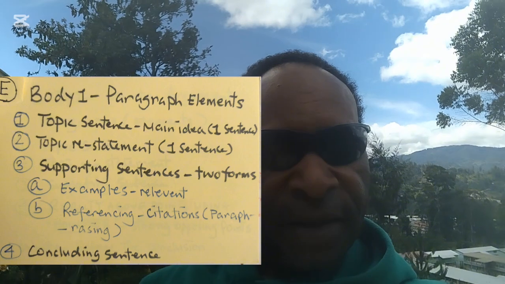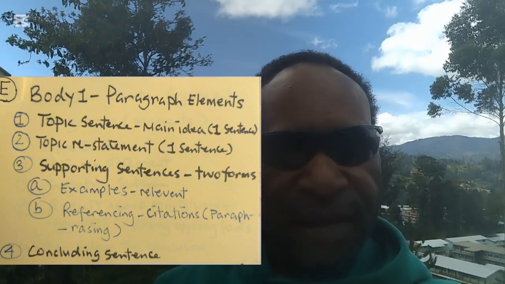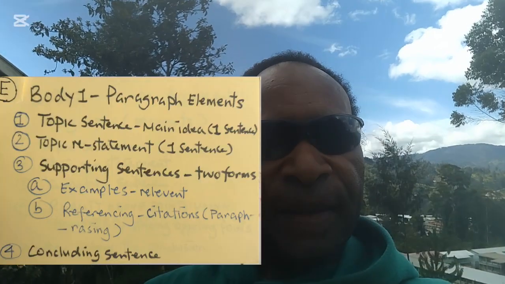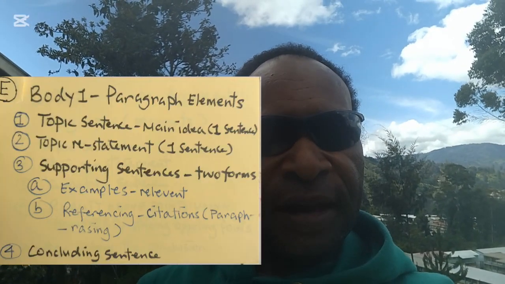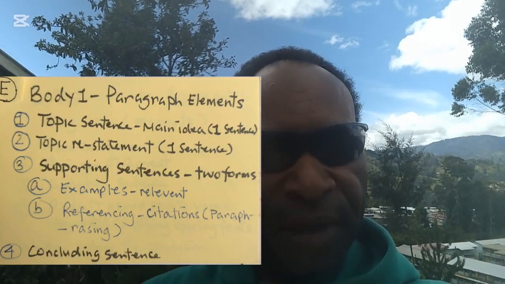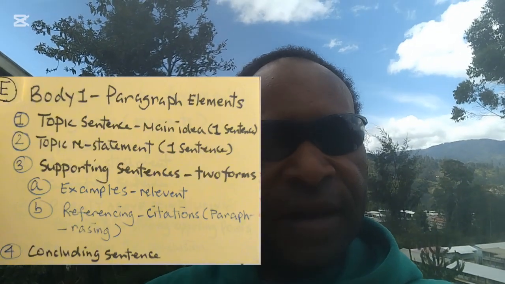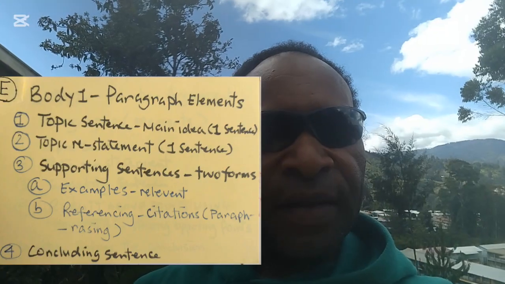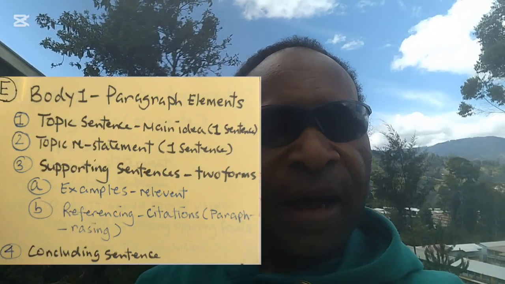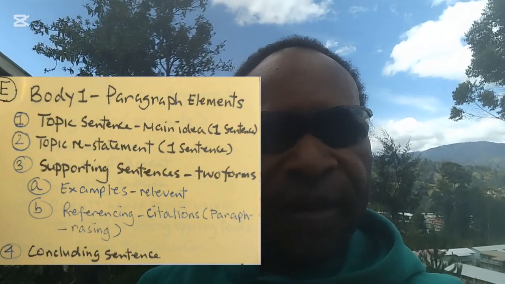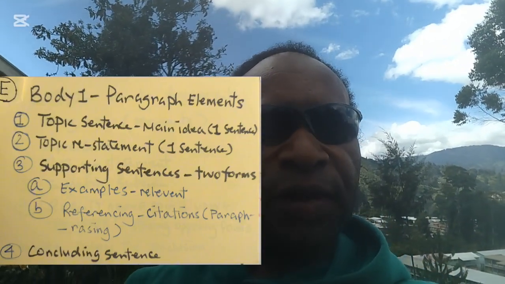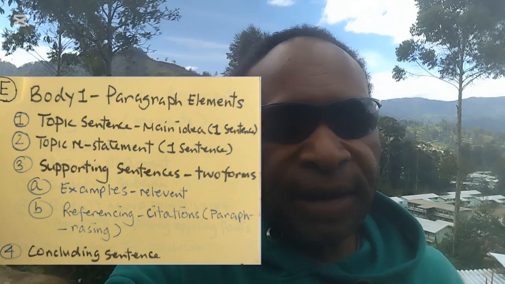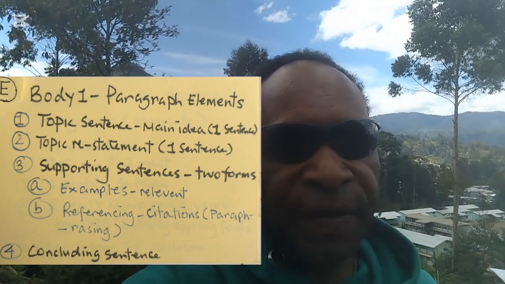And then the third element that you write in the paragraph is called supporting sentences. And supporting sentences come in two ways. A, give examples to support your topic sentence. And also B, we call it referencing. Okay, referencing I already introduced. I ask you to use the Harvard system of referencing, and then you do citations and paraphrasing. Okay, use that reference from the resource booklet to support your topic sentence. That's about the paragraph elements.